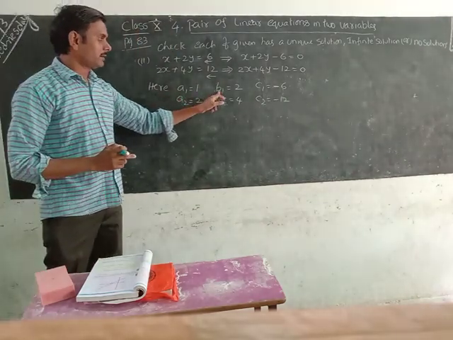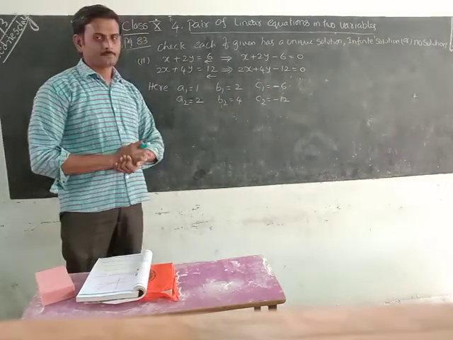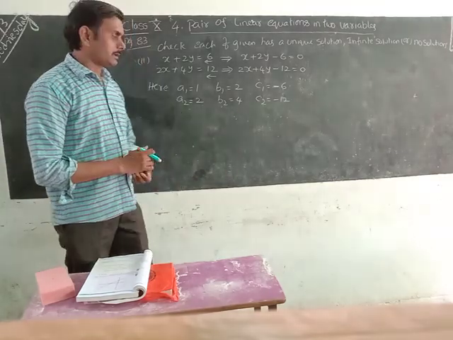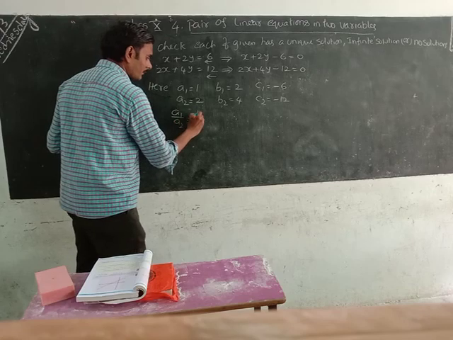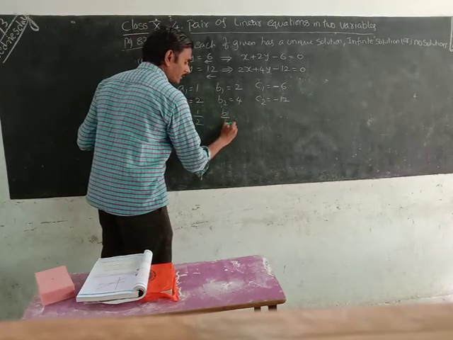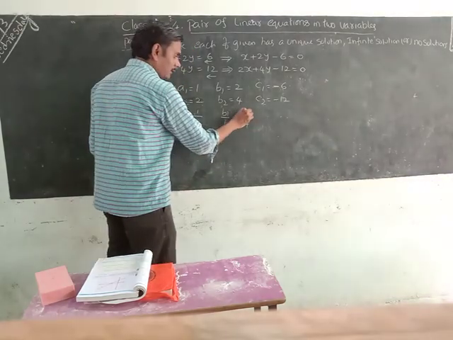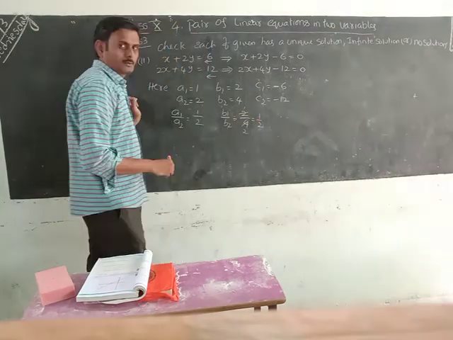A1, B1, C1, A2, B2, C2. Okay, now we can write the ratios. A1 by A2 means 1 by 2. Second ratio, B1 by B2 means 2 by 4. Is there any cancellation? Cancel: 2 ones are 2, 2 twos are 4. That means 1 by 2.